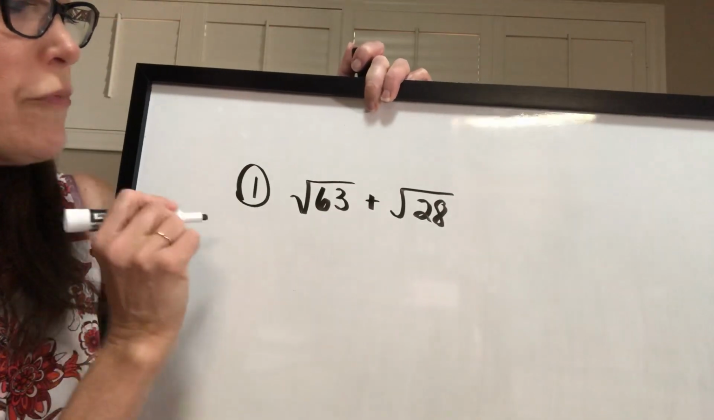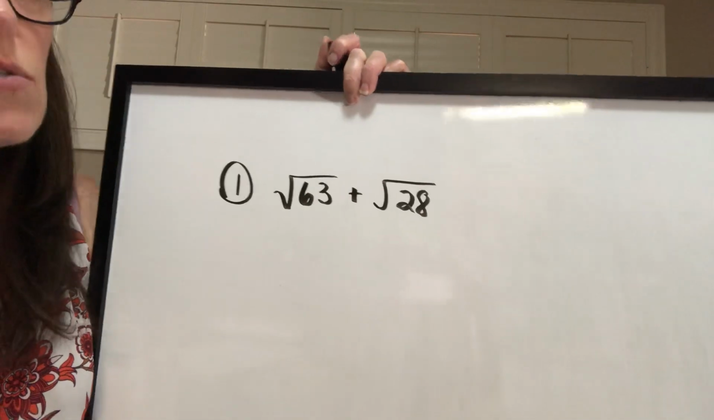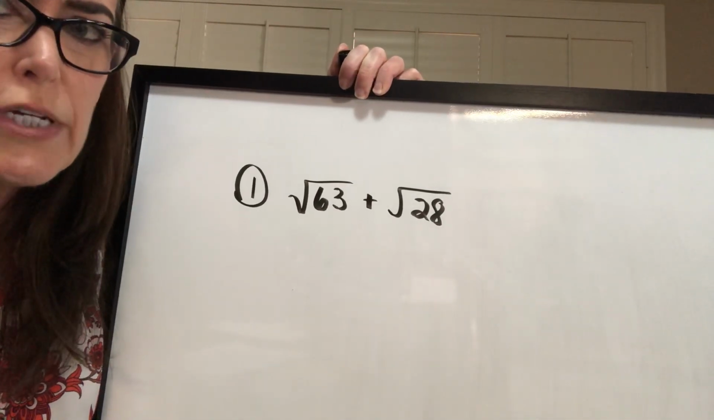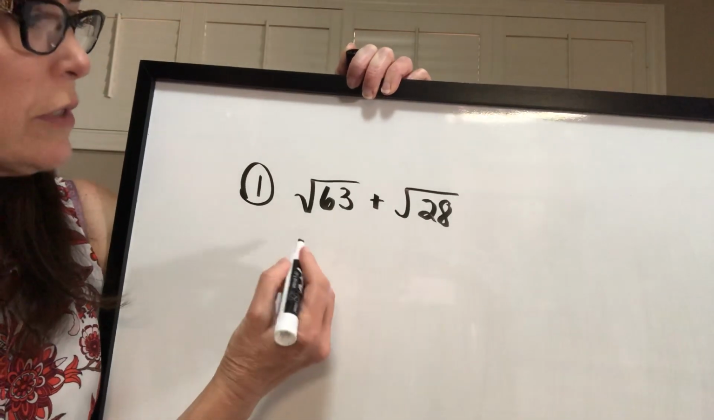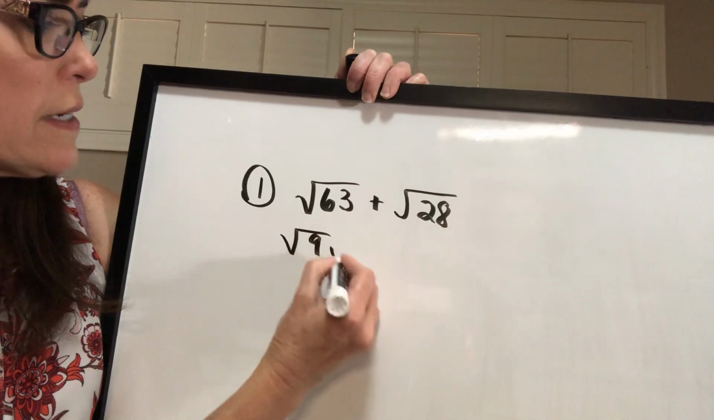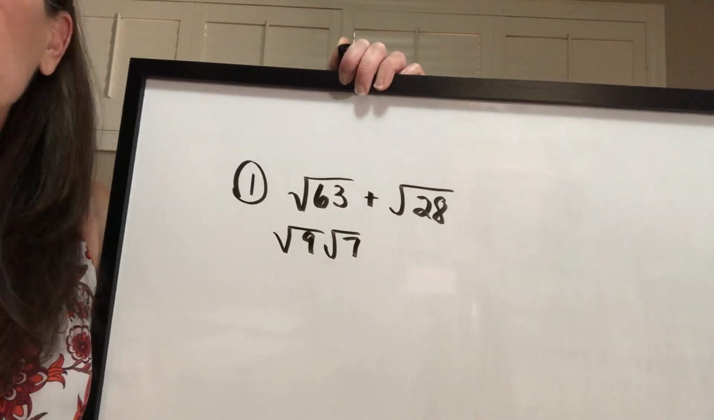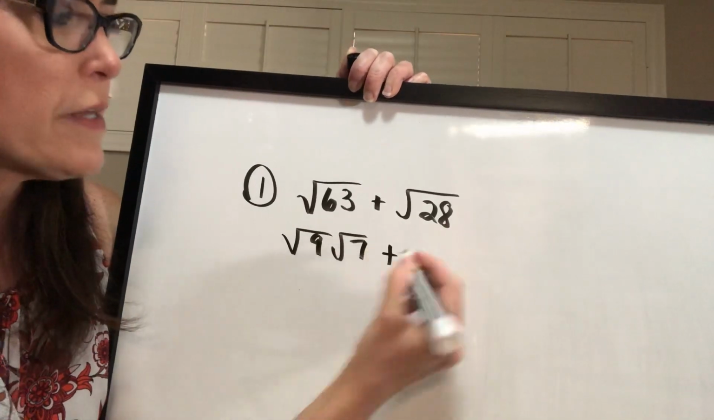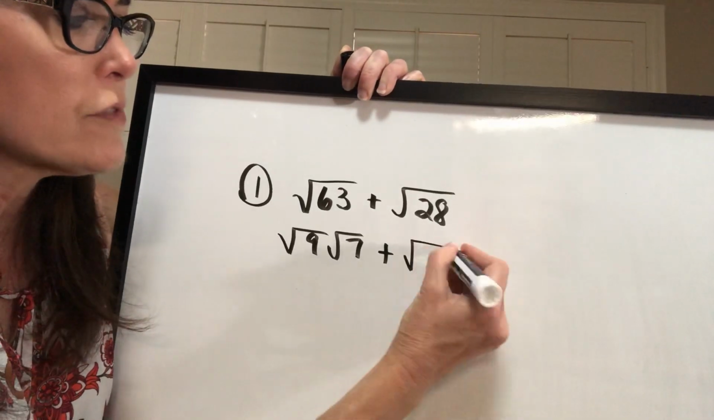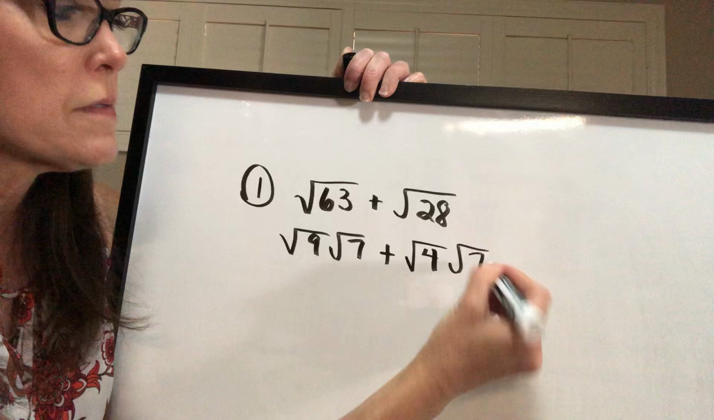So let's work on this. For 63, you would have to look at the perfect squares, which would be the first column of the power sheet that I gave you. You would look for perfect squares that go into 63. So you would get 9 times 7 is 63. And you would do the same thing for 28. The perfect square that divides into 28 is 4, 7 times.